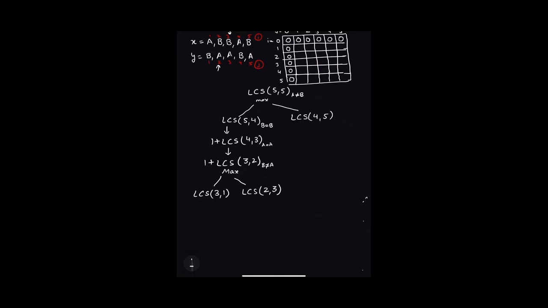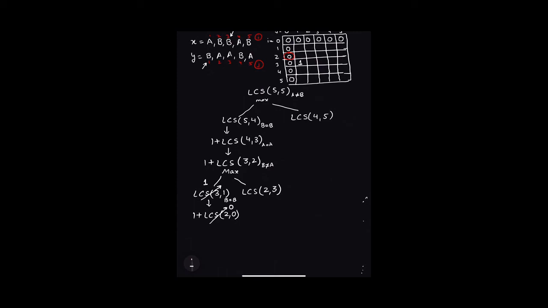Now I have to find the value of LCS 3, 1. For LCS 3, 1, i is having the value B and j is having a value of B. So I can say that this B is equal to B. So this will be equal to 1 plus LCS of, both decrementing by 1. So this becomes 2, 0. Now we have to find the value of LCS of 2, 0. Since j is already 0, the answer is 0 over here. So the value of LCS 3, 1 becomes 0 plus 1, which is equal to 1. We are going to update the value over here as 1.